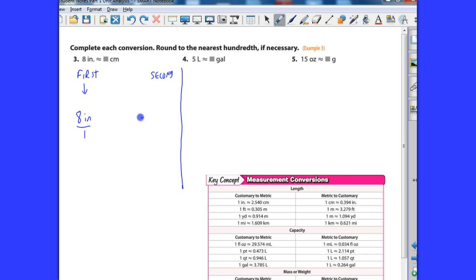You're going to write equals. You're going to draw a fraction bar, and write what the label is you're looking for, centimeters. Okay, so write down what you have, put it over 1, write down the unit that you're trying to get to. You have inches, you're trying to get to centimeters. Now, you're going to multiply.